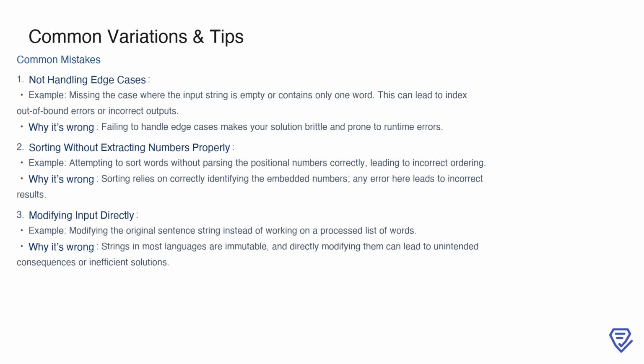Another pitfall is sorting words without properly extracting their positional numbers. If you don't parse these numbers correctly, the ordering of the words will be off. Remember, the sorting logic depends entirely on accurately identifying the embedded numbers in the words. Lastly, modifying the input string directly is a mistake because strings are immutable in many programming languages. This means changes to the original string can lead to inefficiencies or unintended behavior. Instead, work on a processed list of words for a cleaner and more reliable approach.